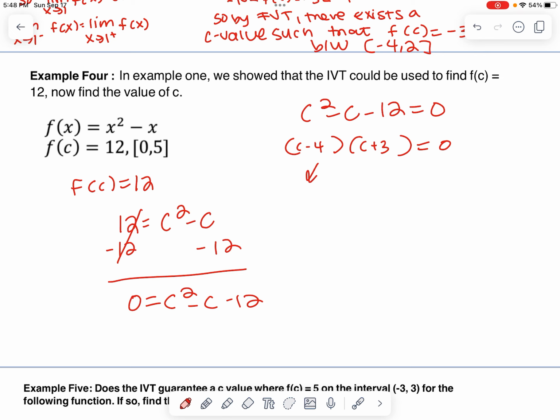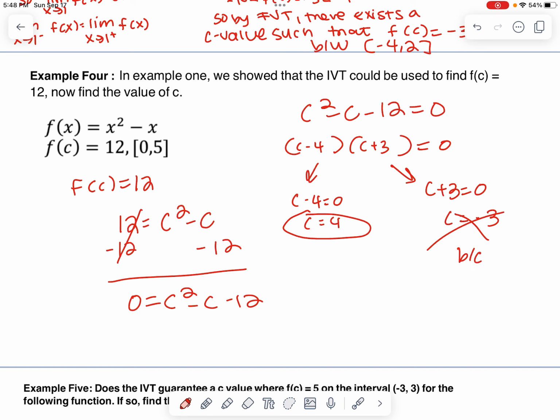And then I just set both of these equal to 0, because if either of these parentheses equals 0, then if you multiply anything by 0, it equals 0. And I get c equals 4 and c equals -3. I was asked to find a value of c in the interval 0 to 5, and only c equals 4 is between 0 and 5. So -3 isn't an answer because it's not in the interval, but c equals 4 is. And that is our answer. So that is the c value that the intermediate value theorem guaranteed.